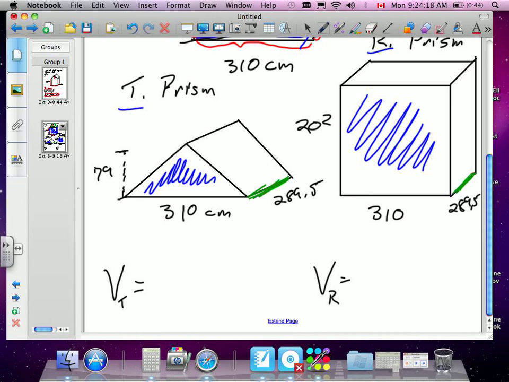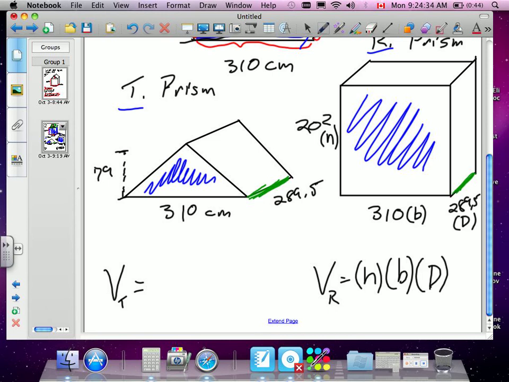And like I said, we multiply by the depth. This is the depth of our object. So really, our volume is just our height times our base times our depth. That's the very first type of volume we ever learned when we were going through math.